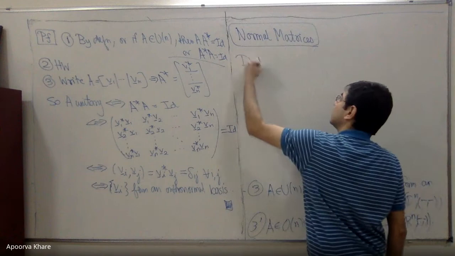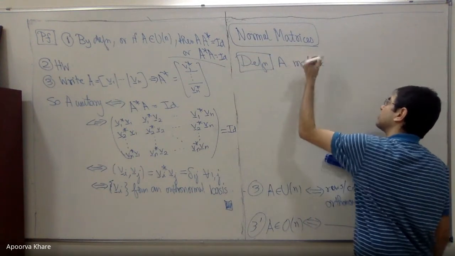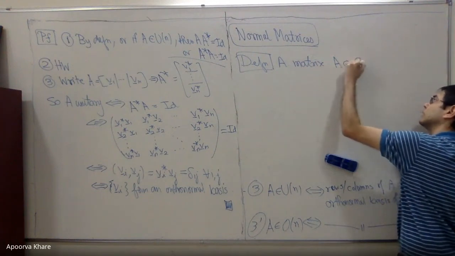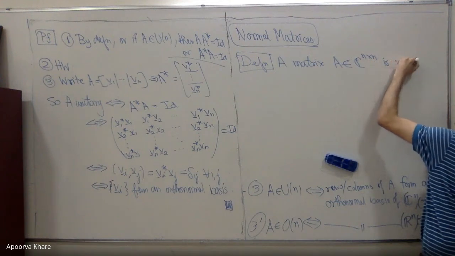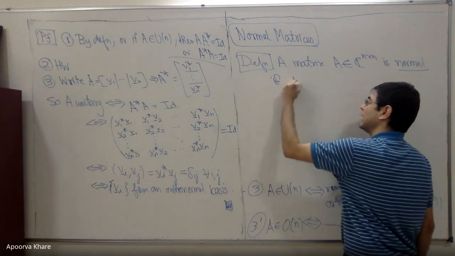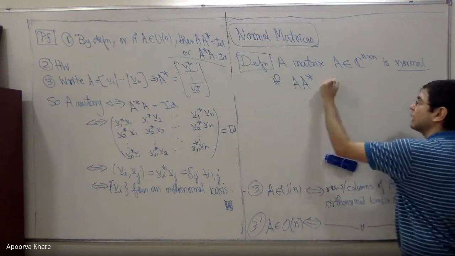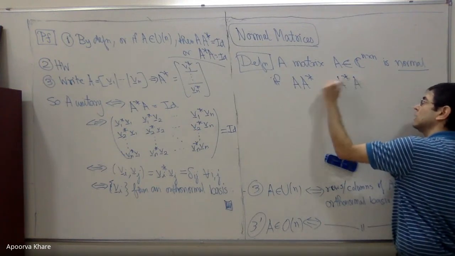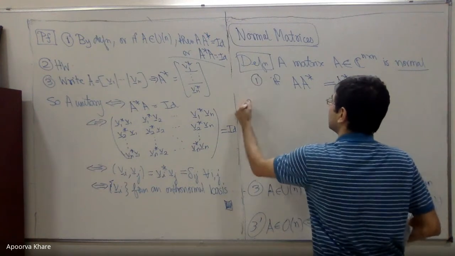Definition: a matrix. These are again square complex matrices. They could be real, of course. It's normal if A A star equals A star A. So you have a matrix, therefore you have its conjugate transpose, and now you can multiply them in either order. And if those two are equal, then the matrix is said to be normal.